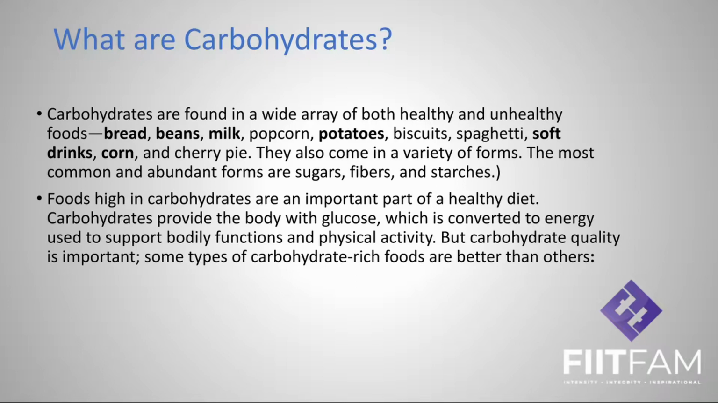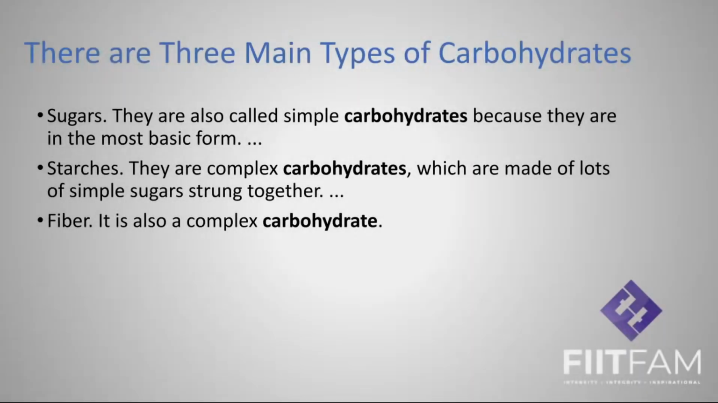But carbohydrate quality is important. Some types of carbohydrate-rich foods are better than others. There are 3 main types of carbohydrates. Sugars. They are also called simple carbohydrates because they are in the most basic form. Starches. They are complex carbohydrates, which are made of lots of simple sugars strung together. Fibre. It is also a complex carbohydrate.